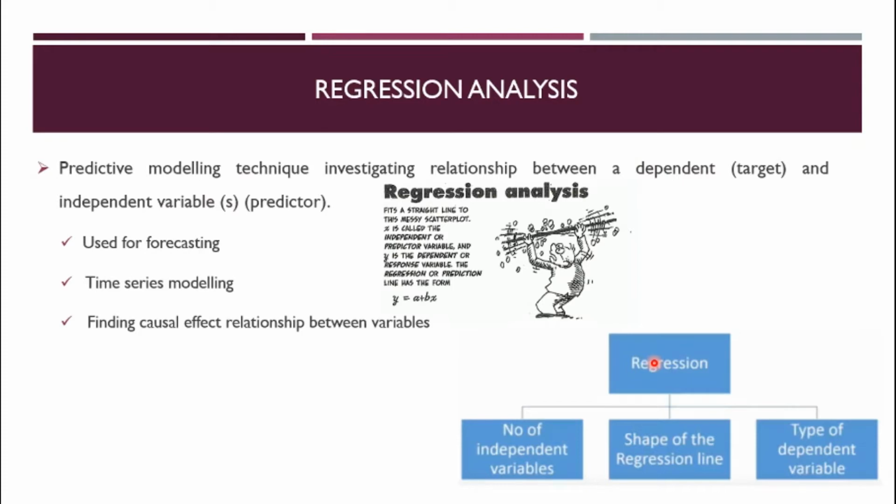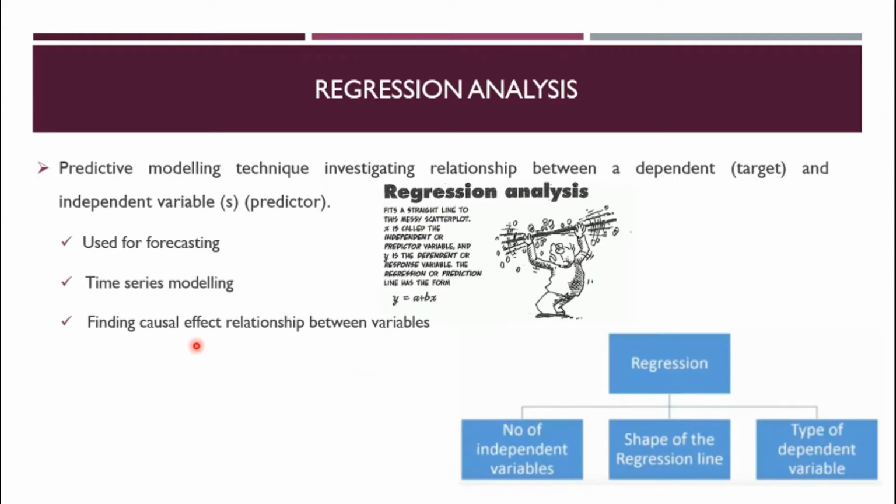Regression analysis is a predictive modeling technique investigating the relationship between a dependent target and independent variables. As shown in the picture over here, it fits a line to this messy scatter plot. X is called the independent or predictor variable, and Y is the dependent or response variable. The regression prediction line has the form y = a + bx. Three things make it proper regression analysis: the number of independent variables, the shape of the regression line, and the type of dependent variable.